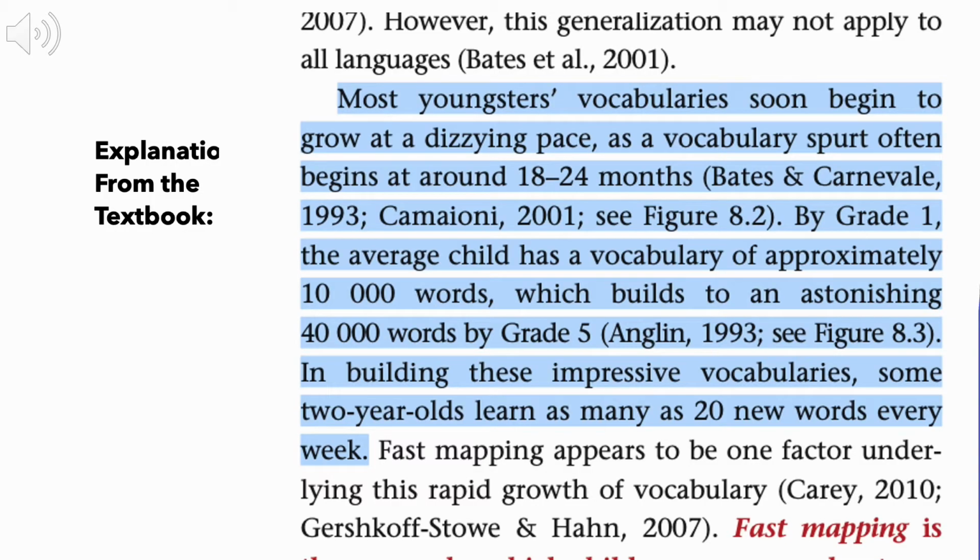Explanation from the textbook. Most youngsters' vocabularies soon begin to grow at a dizzying pace, as a vocabulary spurt often begins at around 18 to 24 months. By grade 1, the average child has a vocabulary of approximately 10,000 words, which builds to an astonishing 40,000 words by grade 5. In building these impressive vocabularies, some 2-year-olds learn as many as 20 new words every week.